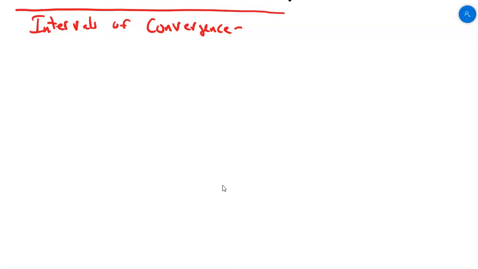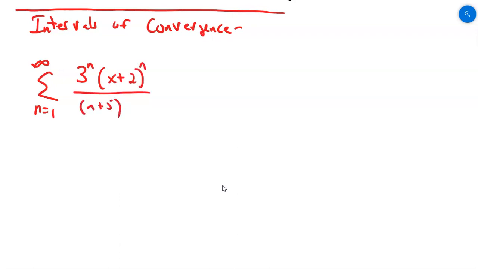So here we'll look at a couple more different interval of convergence problems, and then eventually we'll get into the endpoints of the intervals of convergence. I want to do this one just because we've been dealing a lot with integers so far, and I want to point out that it is possible to work with values that are not integers. So suppose I look at this series, 3 to the n, x plus 2 to the n, over n plus 5. And I would like to find the interval of convergence.